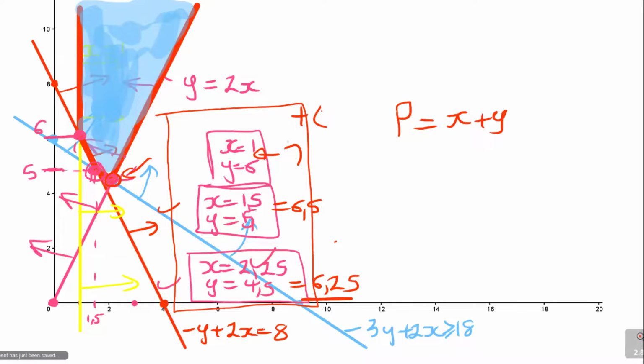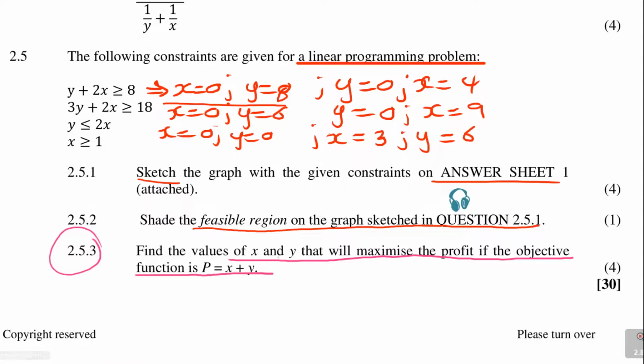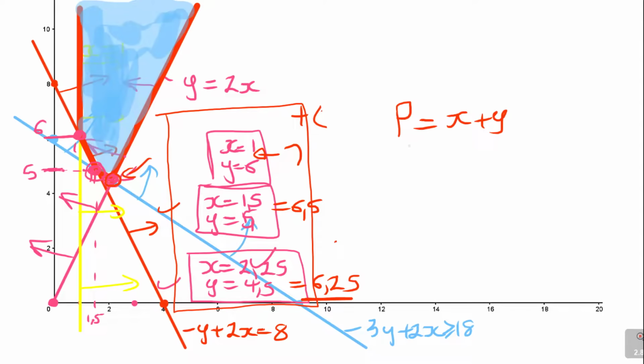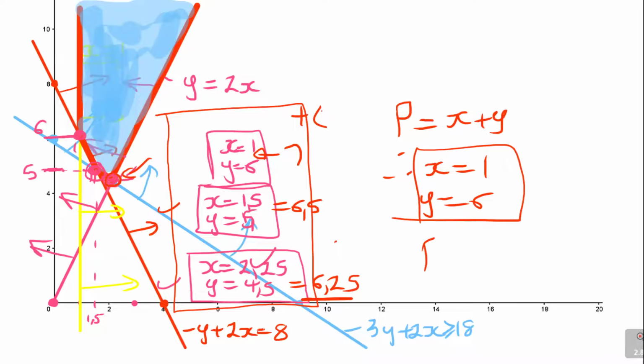So here I'm getting 6,25. So you can see the question was find the values of x and y. So they are the values of x. Therefore, x is equal to 1, y is equal to 6, because it gave me what? It gave me P is equal to 6. I mean 1 plus 6, not 6 plus 1. 1 plus 6, which is equal to 7.